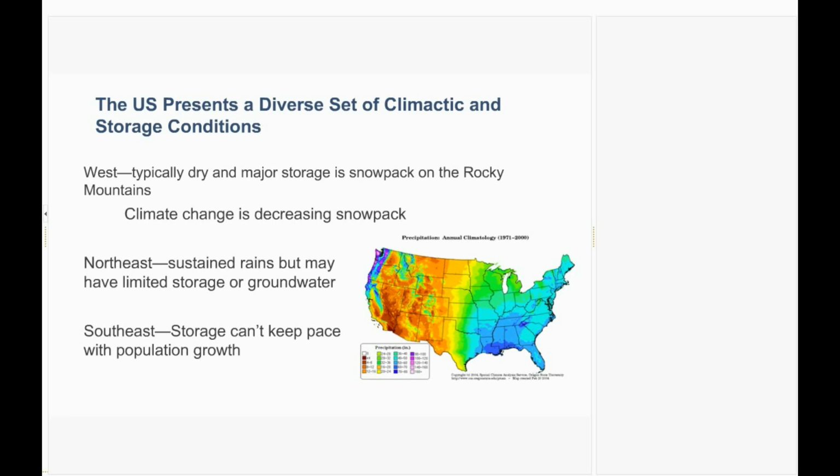In the southeast, in Florida particularly, the storage is an issue, and the storage can't keep pace with population growth. In the northeast, they get plenty of rain. Similarly, they have limitations on storage and groundwater, and I'm going to talk to some examples of that a little bit later on.